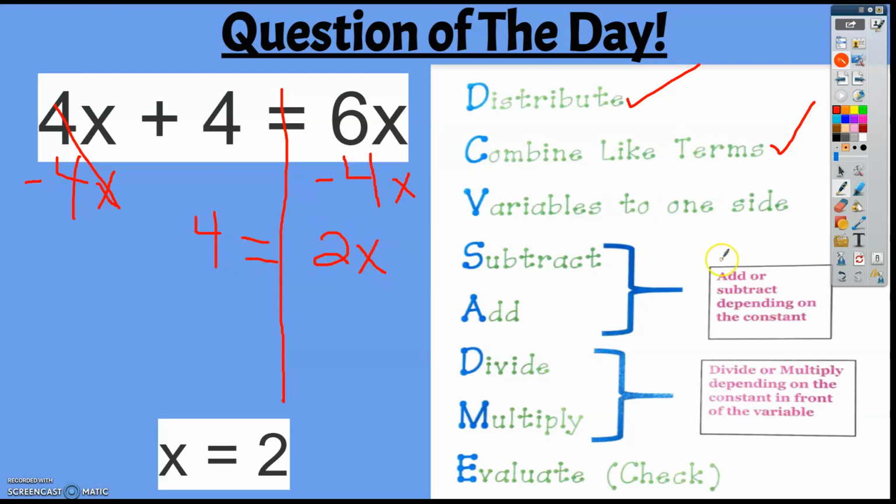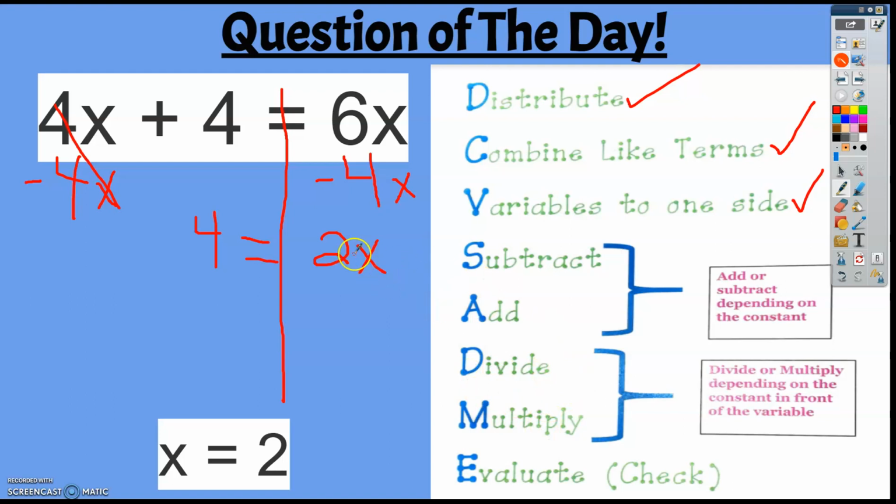So are our variables to one side? Yes, they are. Check. And we also used inverse operations to move our variables right here. So add and subtract. Because we have a positive 4x, that's why we subtracted that 4x. So now we're at the same thing. We're at add or subtract. But we do not have that because we have a constant on the left side, and then we have our one term, 2x, on the right side. So we have to jump all the way down to divide or multiply.